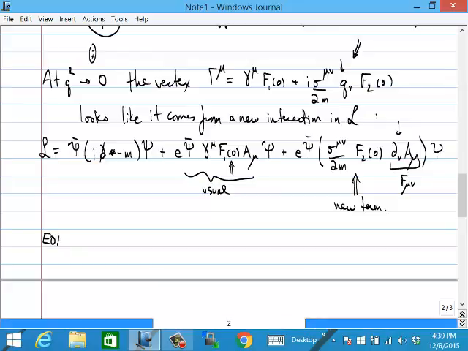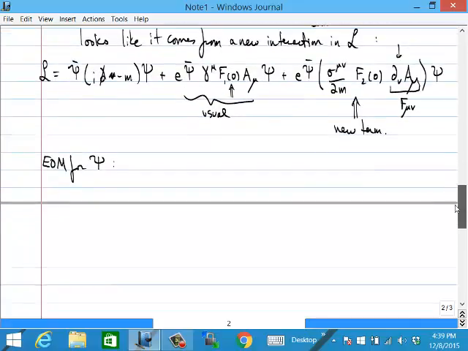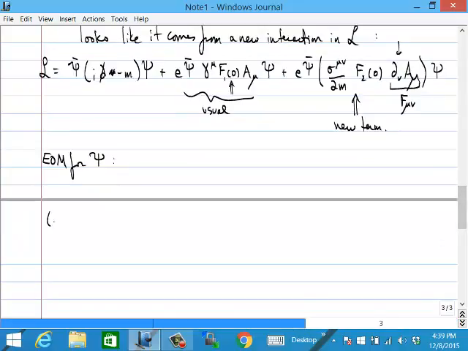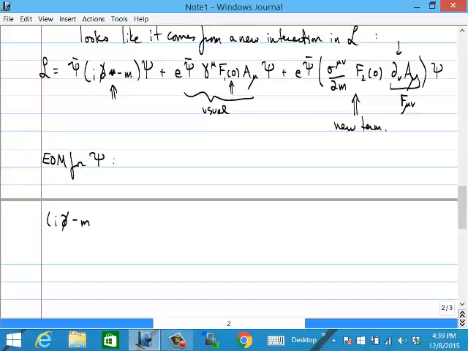Good. So in order to understand the effects of this additional term on the dynamics of the electron, let's look at the equations of motion which follow from this Lagrangian. So what is the equation of motion for psi? Well, let me just write it down. Okay. So you get the usual Dirac equation coming by varying this term. So we're varying with respect to psi bar here to get the psi equation of motion.